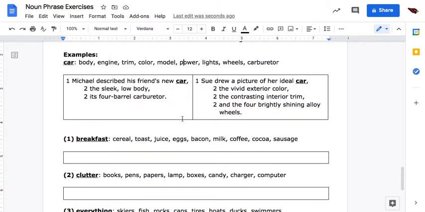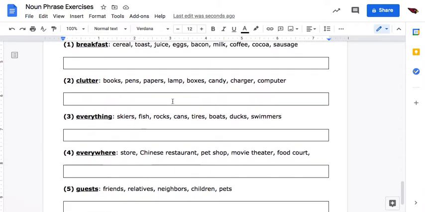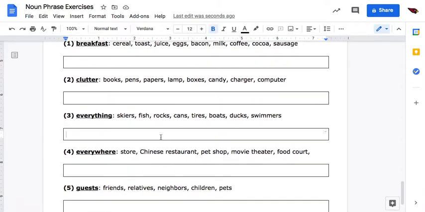I think what you're going to find is that a number of these end up in the final position. Not all of them, but a number of them. This might take a little while, but I do want to offer you two good examples here. I thought of these ahead of time only because it would take too long for you to watch me really struggle to figure out what to write. I thought, well, if I have to use the word everything in the base clause, and you get skiers, fish, rocks, cans, tires, boats, ducks, swimmers.